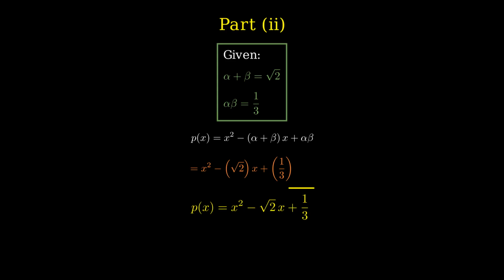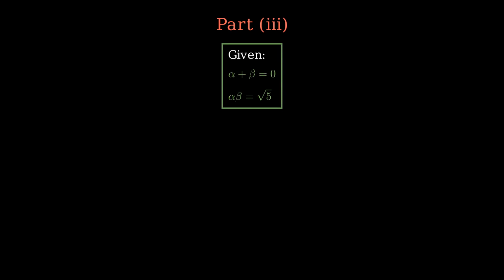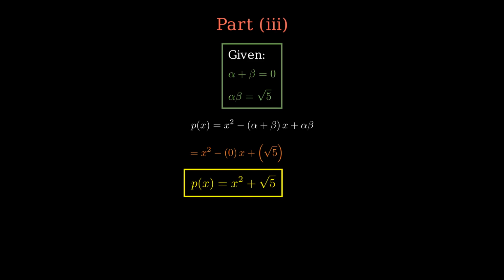Part 2. The sum of zeros is √2 and the product is 1/3. Substituting, P of x equals x squared minus √2 times x plus 1/3. Multiplying by 3 gives 3x squared minus 3√2x plus 1 as an equivalent polynomial. Part 3. The sum of zeros is 0 and the product is √5. When the sum of zeros is 0 there is no x term at all. Substituting, P of x equals x squared minus 0 times x plus √5, which simplifies to x squared plus √5.